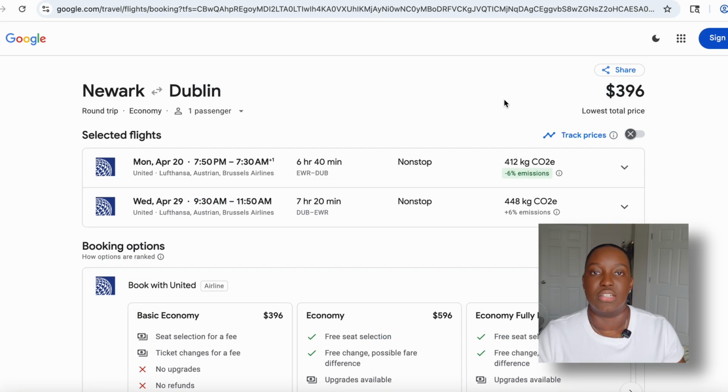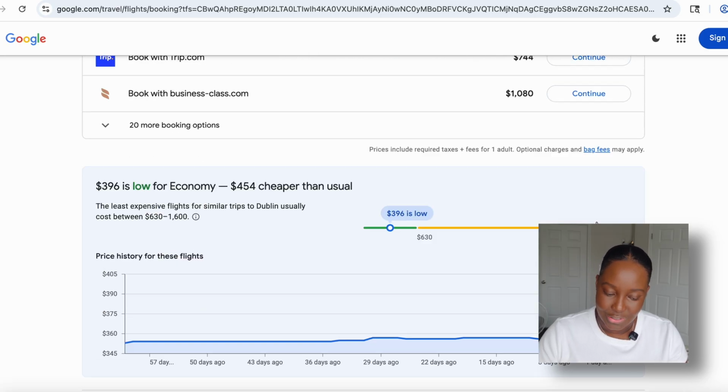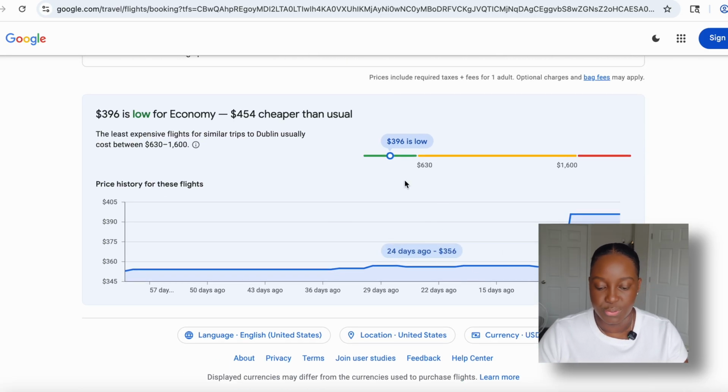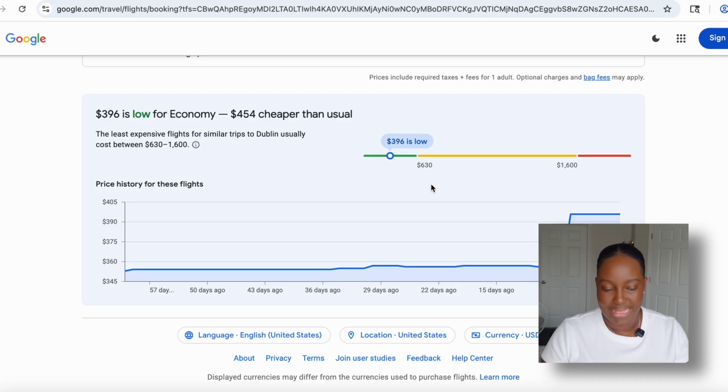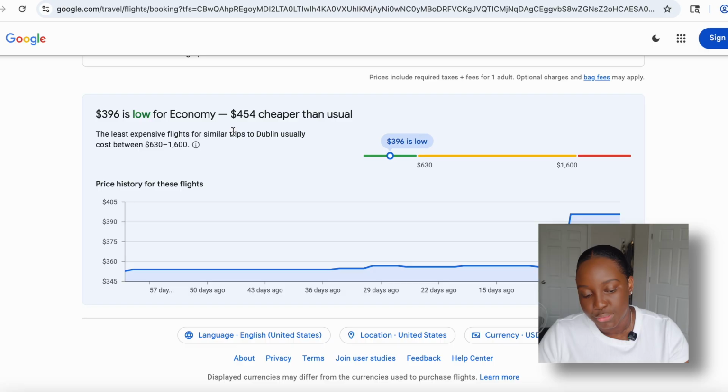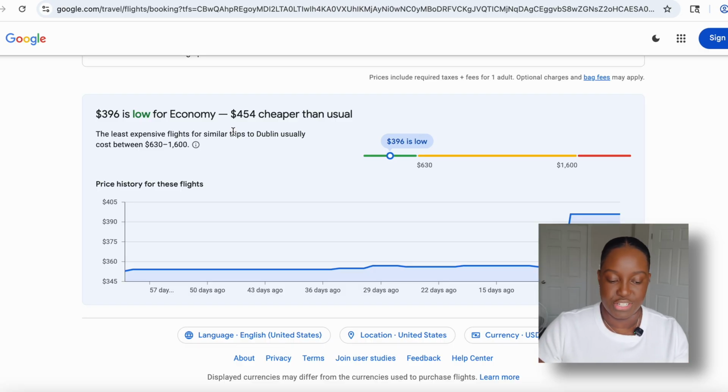Another reason I really like Google Flights is you do have the ability to track flight prices if you so choose. And you also have the ability to see whether this price is average for that route and that time of year. So I can see that for this flight that I'm looking at, $396 is actually low for economy, and it's much cheaper than the average flight. And it can cost anywhere from $630 to $1,600.